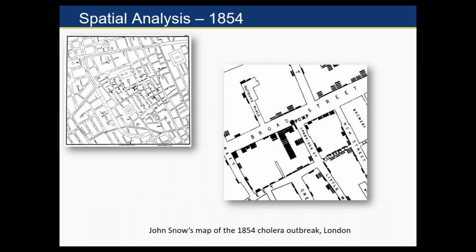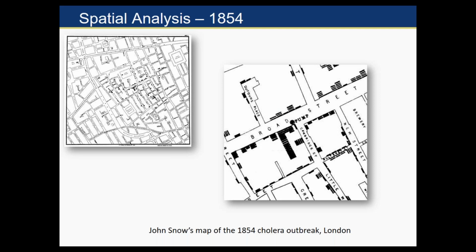Anytime you give a presentation on spatial analysis, a lot of times it starts with this famous John Snow map of cholera back in 1854 in London, England. Back at that time, cholera was actually thought to be an airborne disease. What John Snow did, and he was an epidemiologist at that time, was he decided to map deaths due to cholera in the London area, and that's the map you see here on the slide.